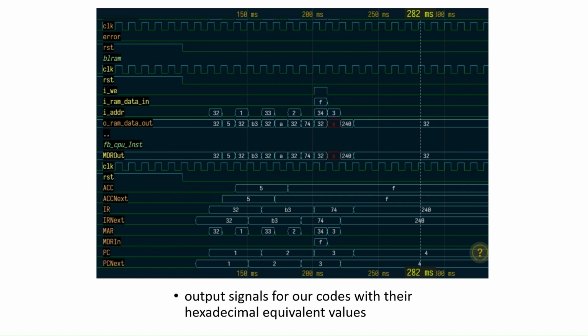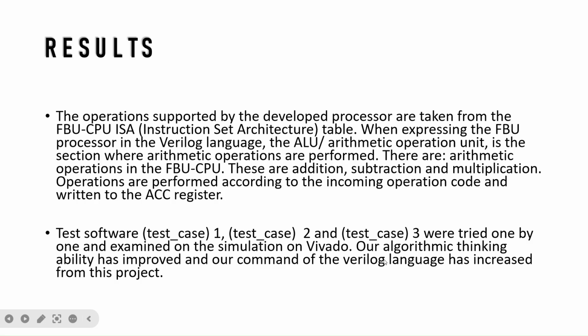As you can see, we outputted the signals for our codes with their hexadecimal equivalent values from Vivado. And as the result of the project, the operations supported by the developed processor are taken from the Fbu Cpu ISA, the instruction set architecture table.